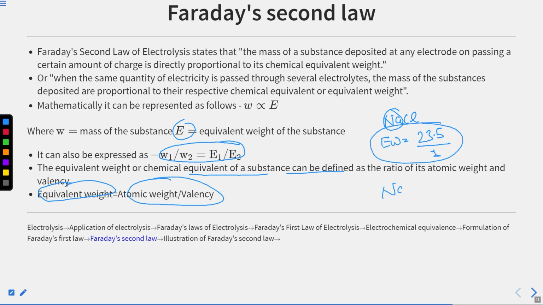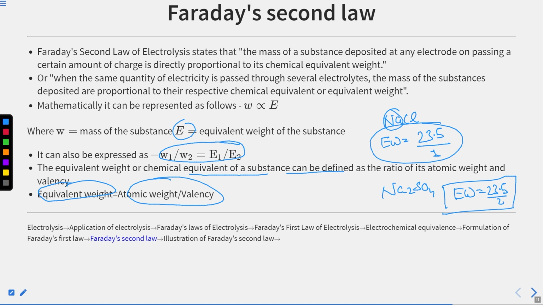Now suppose we have taken a different compound like Na2SO4. So what will the equivalent weight be? It will be 23.5 by 2. So you should remember these things minutely because it may result in a wrong calculation of your answer during the exam time.